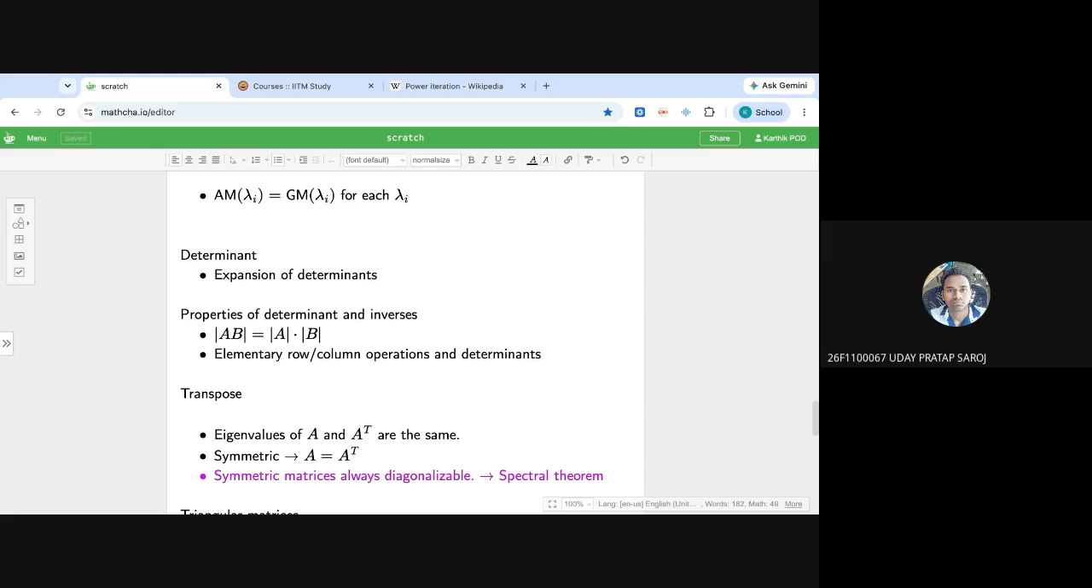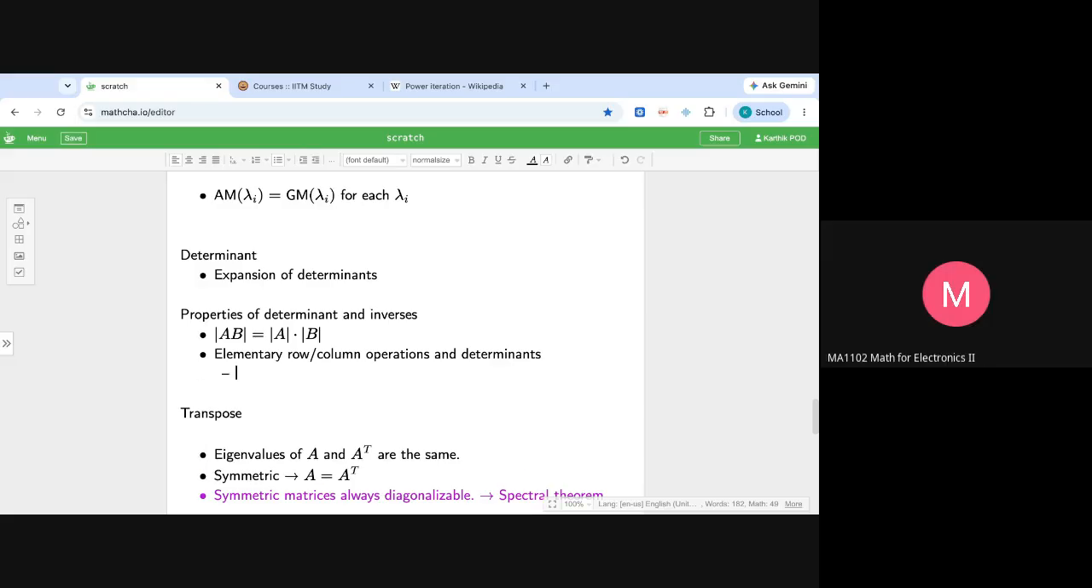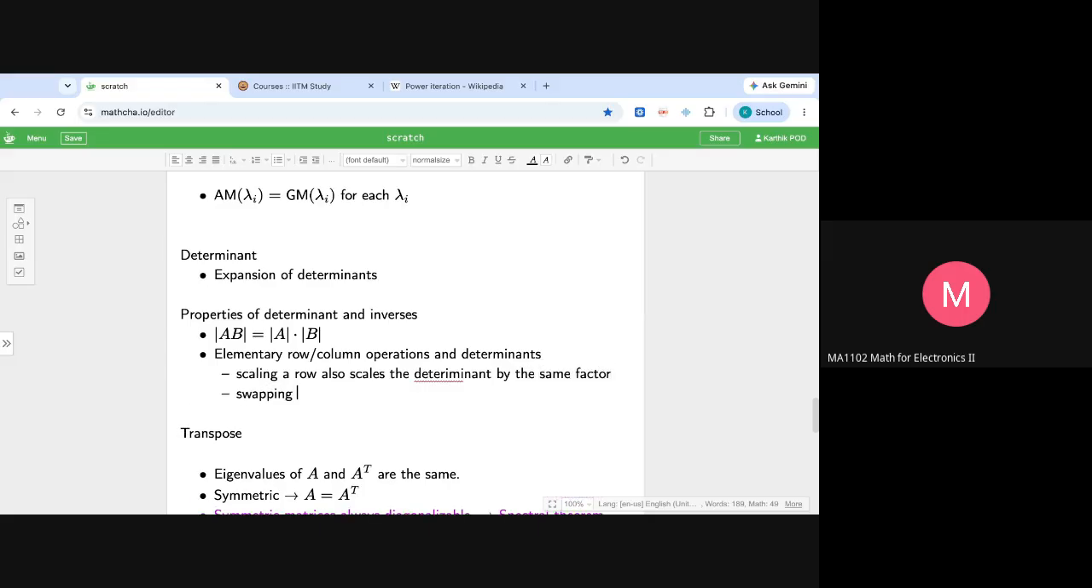Row operations do change the determinant, but not all of them. One row operation will not change the determinant at all. If we just scale a row, scaling will change the determinant by the same factor. Swapping also changes the sign, and this applies to both rows and columns.